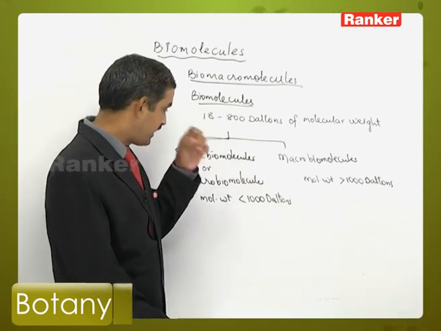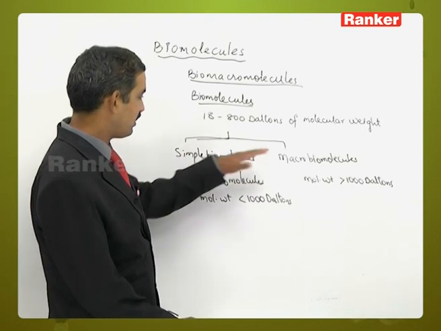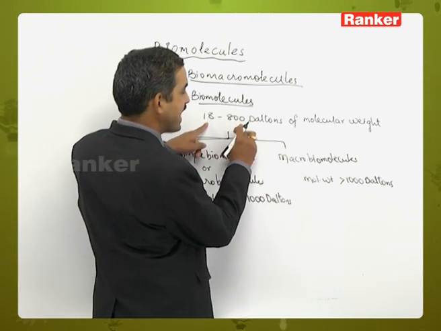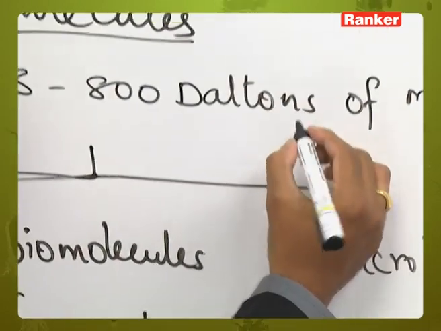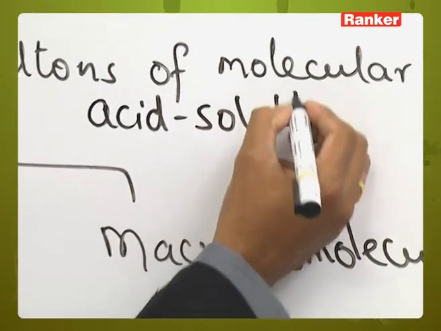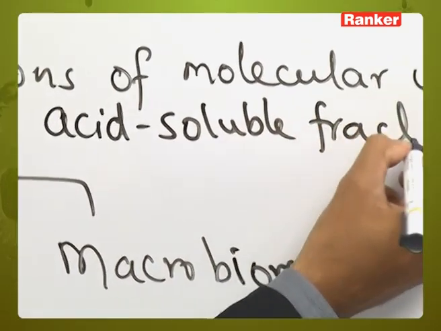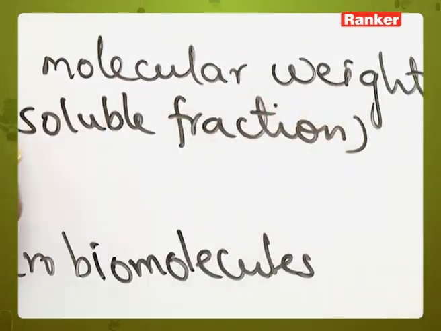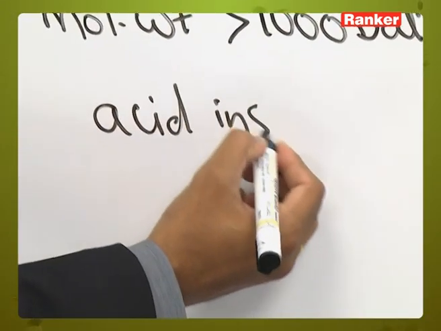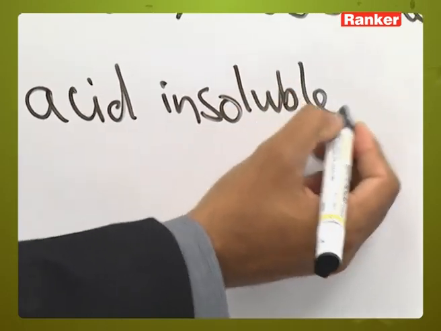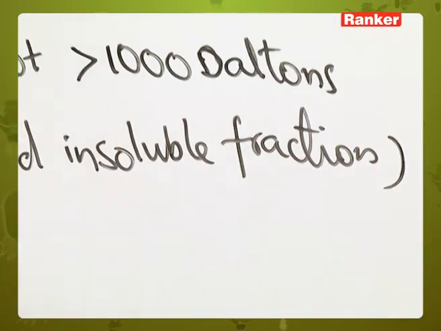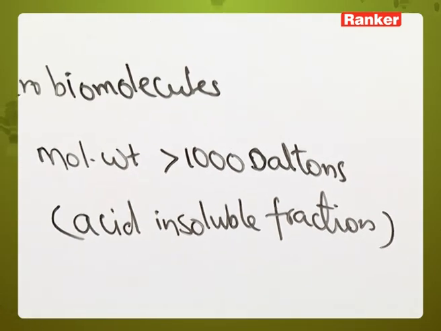And where are these simple and biomacromolecules present? Before that, as we said, 18 to 800 Daltons are present here. These are present in the acid soluble fraction, whereas these are present in the acid insoluble fraction. So, that type of division can be observed here.